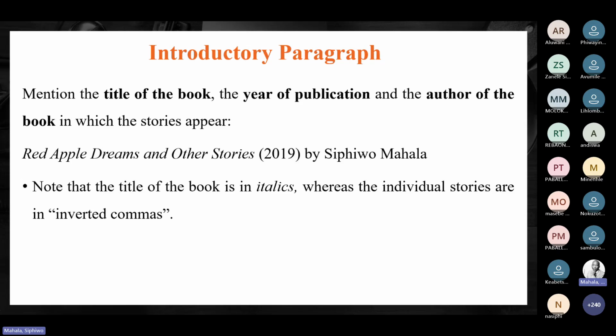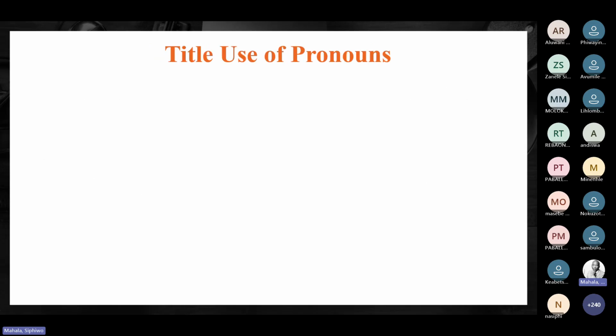And when it comes to the titles of individual stories, they have to be in inverted commas, right? So please understand the difference. The title of a book has to be in italics, as you can see, Writable Dreams and Other Stories. But the title of the individual stories has to be in inverted commas. I will show you this, but it's something that I've been practicing throughout the lectures.